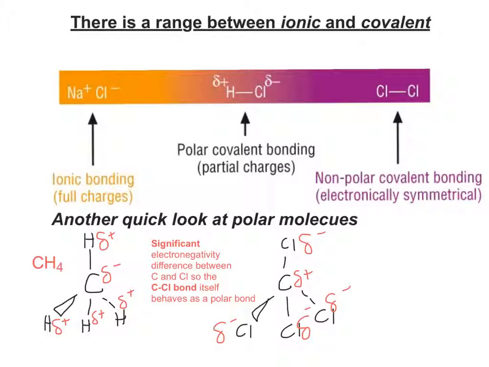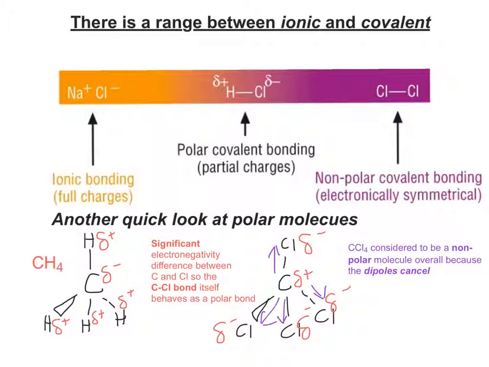So although the carbon-chlorine bond can behave individually as a polar bond, what actually happens here is the direction in which the dipole acts. They all act in different directions, so they cancel each other out. So this is considered to be a non-polar molecule because the dipoles cancel. So it's worth looking out for other examples of this type of thing.